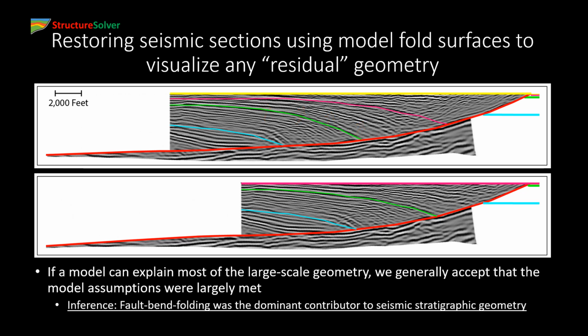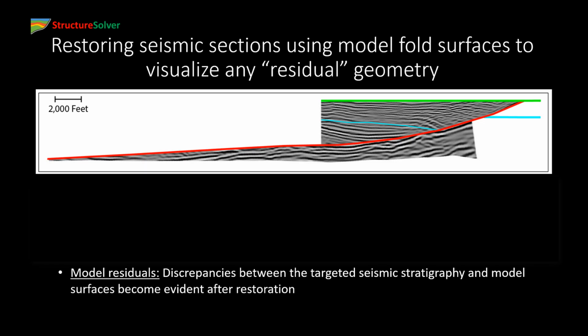In both of these restorations, the model restores most of the seismic horizon geometry, leaving only minor residuals. We argue that this indicates the majority of the seismically observed stratigraphic geometry is explainable as growth folding over a listric fault. For the green model horizon, the restoration result is similar to the younger pink and yellow horizons. In this case, however, relatively more of the seismic stratigraphy is flattened in the restored image, possibly indicating less structural growth prior to deposition of the green horizon.